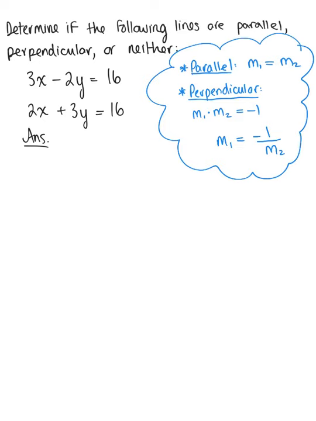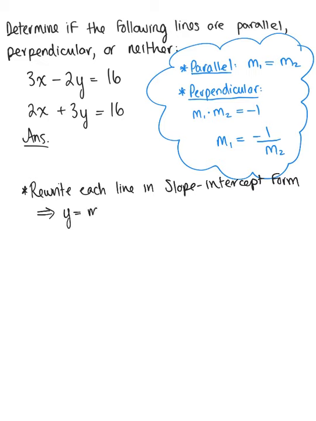In order to check if these lines are parallel, perpendicular, or neither, we need to rewrite each line in their slope-intercept form. The reason we're rewriting them in their slope-intercept form is because this is a nice, easy way to identify the slope, that m value. So let's see, we'll label these. This is line number 1 and line number 2.